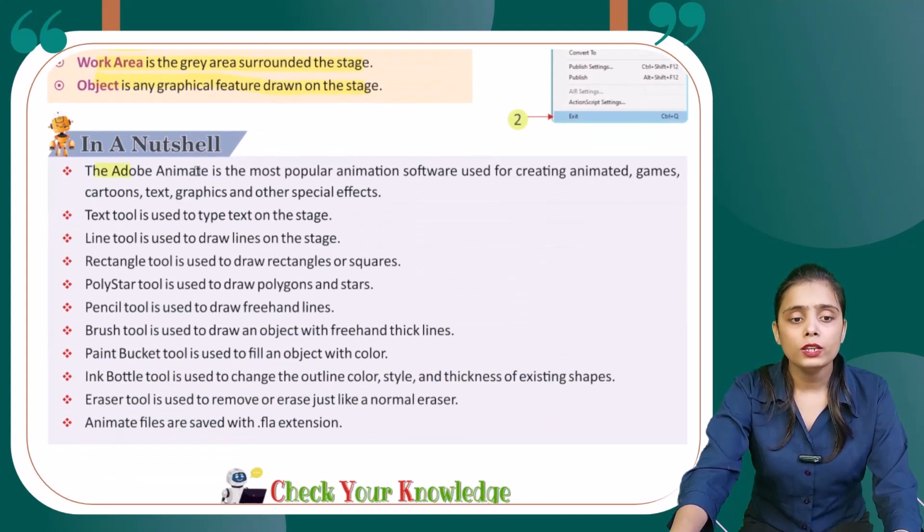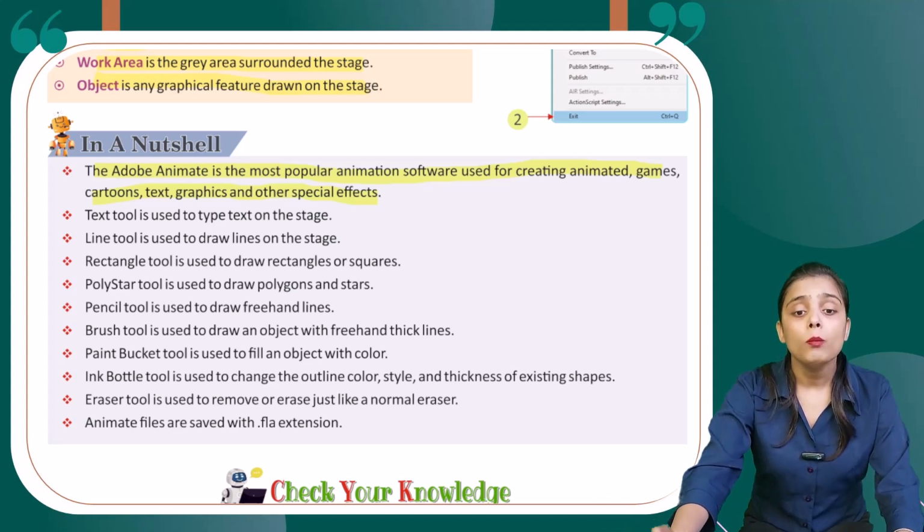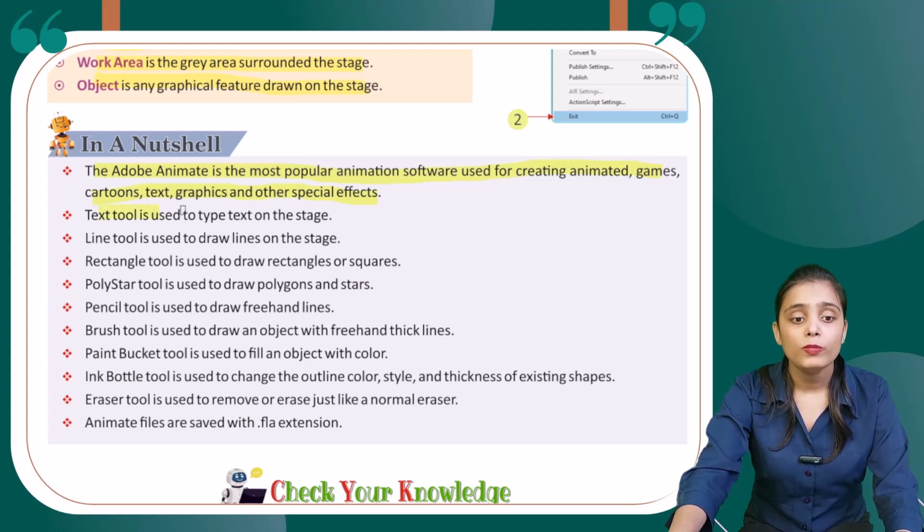Now, in a nutshell, the Adobe Animate is the most popular animation software used for creating animated games, cartoon, text, graphic and other special effects. So Adobe Animate काफी ज़्यादा famous है, most popular animation software है, चाहे वो किसी भी type का animation हो. Text tool is used to type the text on the stage. Line tool is used to draw line on the stage. Rectangle tool is used to draw rectangle or squares. Polystar tool is used to draw polygons or stars.